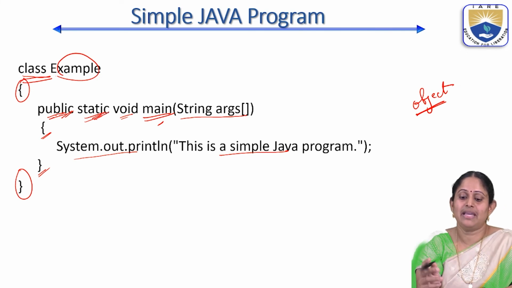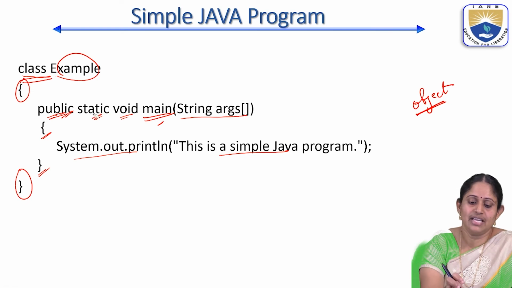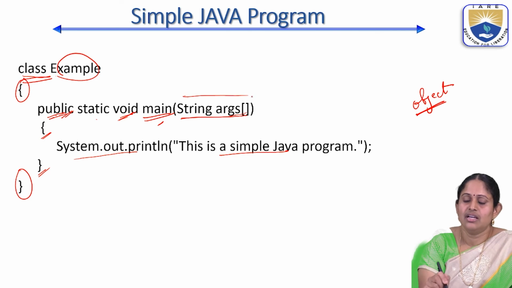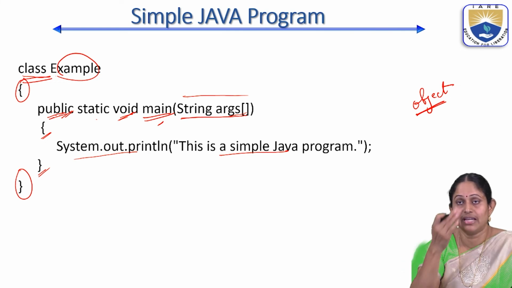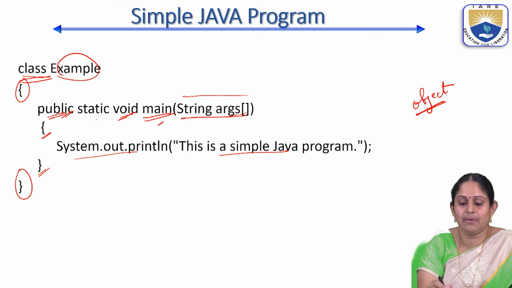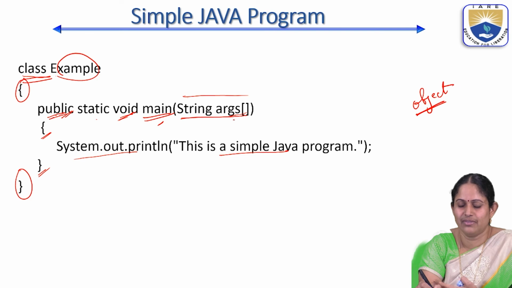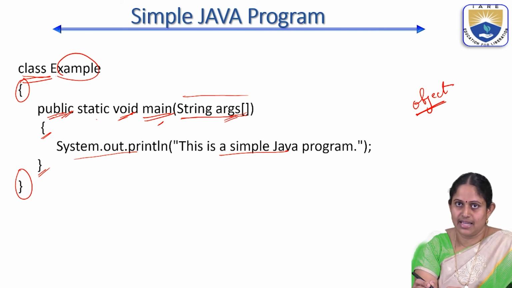Because main is accessed before the creation of an object, it has to be defined static. Since main doesn't have any return type, it is defined as void, and this args string is used to take up values from the command line. Any data passed through the command line is stored into this args array.